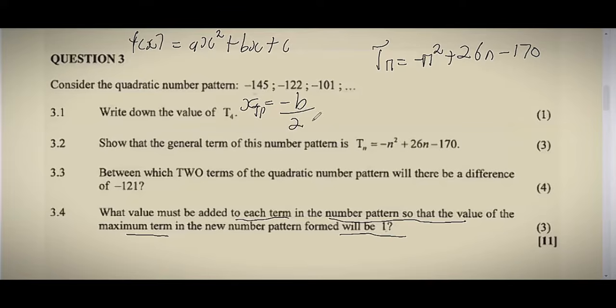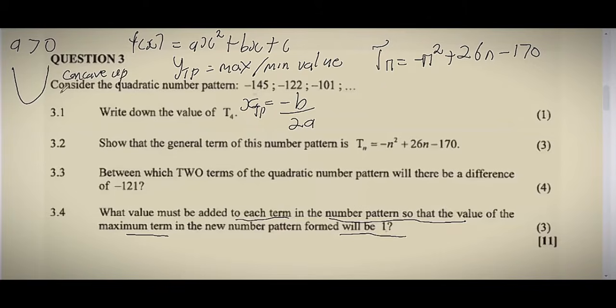You use the formula here. You find the x coordinate of the turning point. Then from finding the x coordinate of the turning point, you substitute it back into the equation of f of x. Then you find the y coordinate of the turning point, which will represent either the maximum or the minimum value, right? Remember, if a is greater than 0, we have a concave up graph, right? Now, a concave up graph produces a what? A minimum value, right?